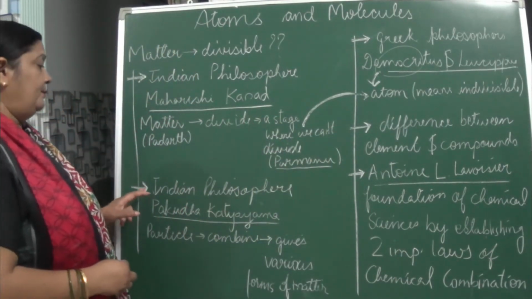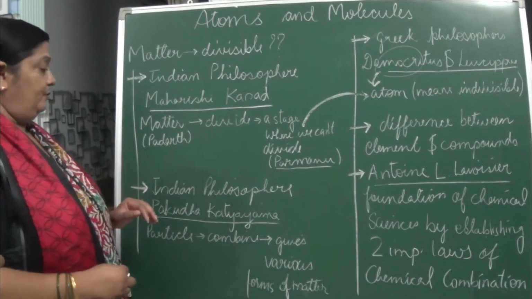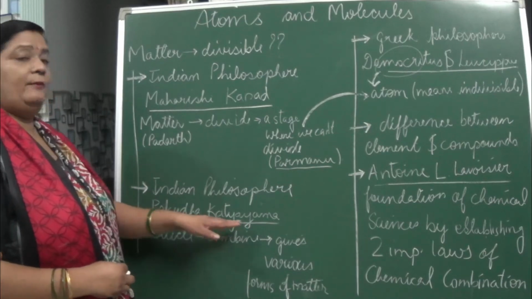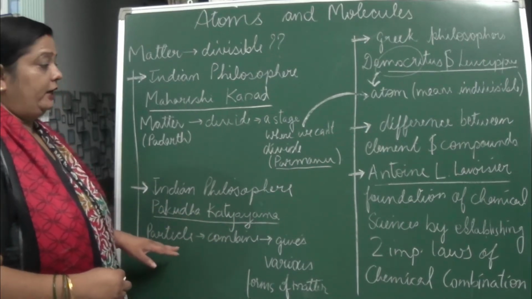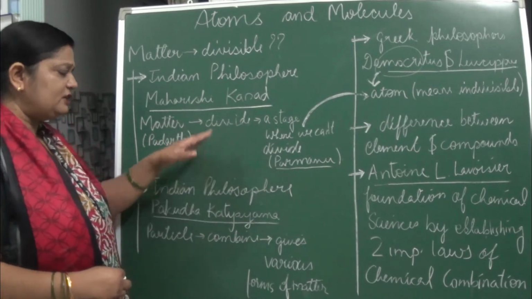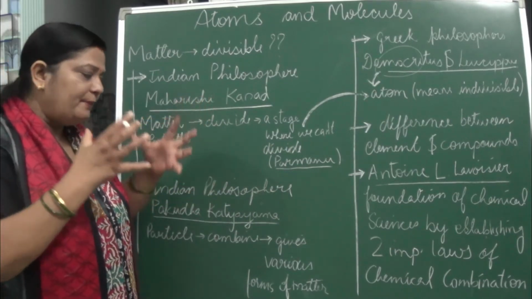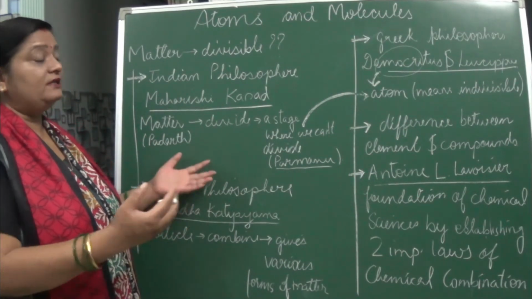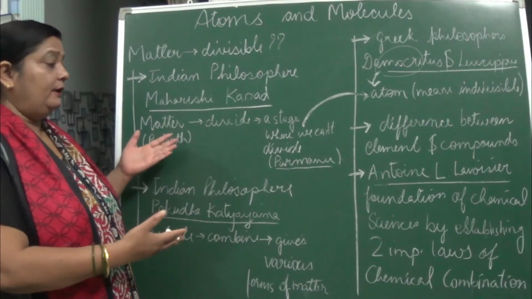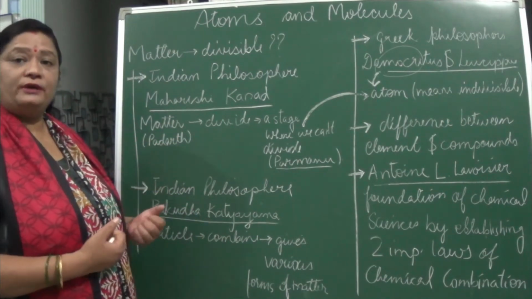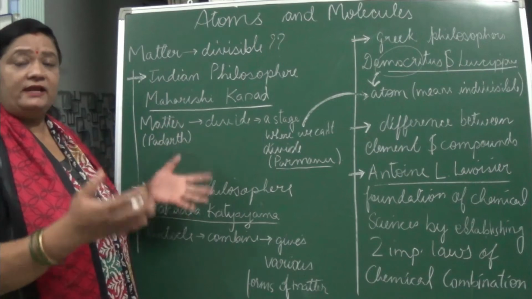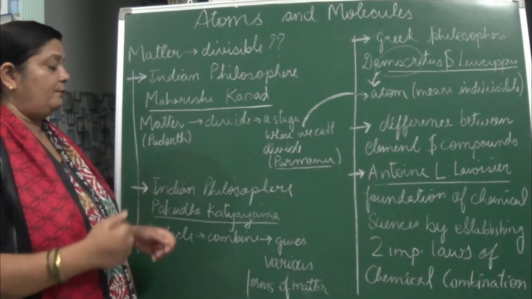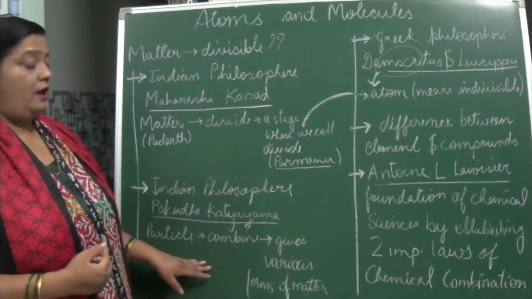Now the next scientist came, also an Indian philosopher, Pakuda Katyayana. He said that these Parmanus or these particles combine and form various forms of matter. Like you can see water, any salt, any oxygen gas, anything you can say. These Parmanus or particles combine to give various forms of matter.